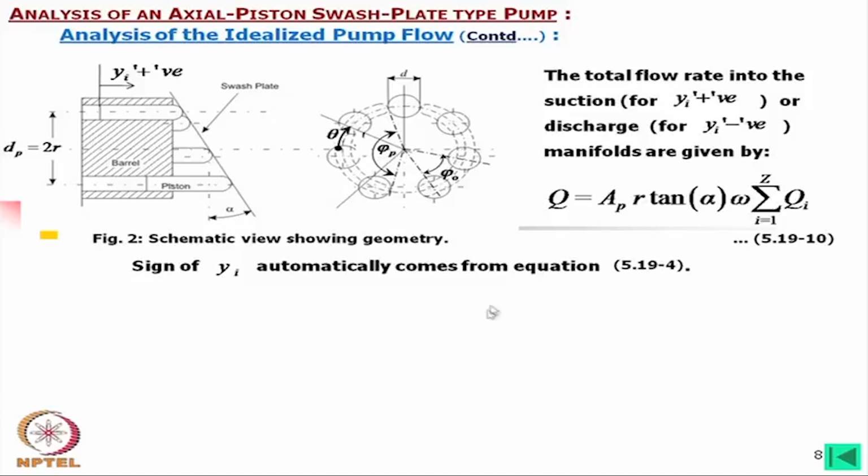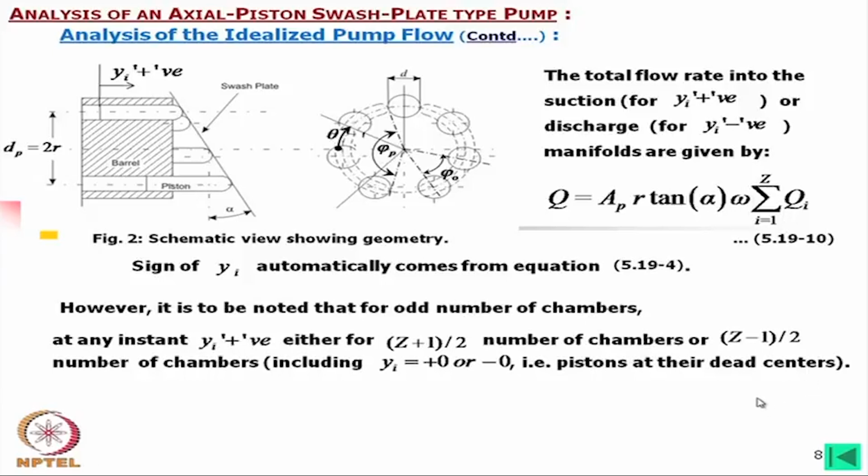Ideally these should be equal, but if we consider the leakages, then definitely these two will be different. Sin of Y i automatically comes from the equations, that is okay, but to quantify how much it is pumping, we have to take care of this. However, it is to be noted that for an odd number of chambers, at any instant Y i positive holds for (Z plus 1) by 2 chambers or (Z minus 1) by 2 chambers, including Y i equal to plus 0 and minus 0.